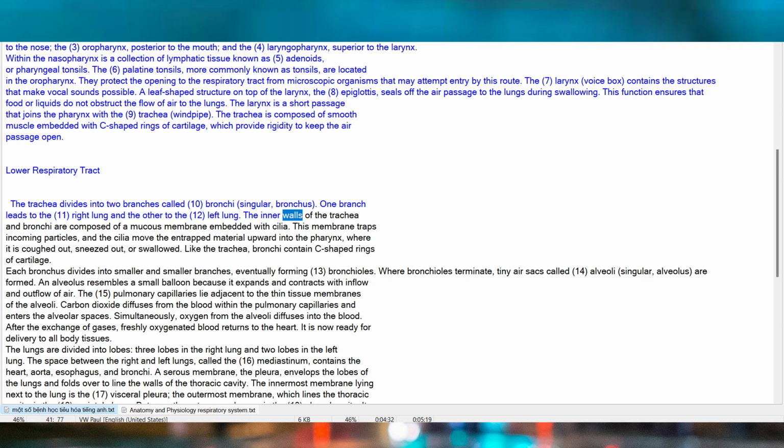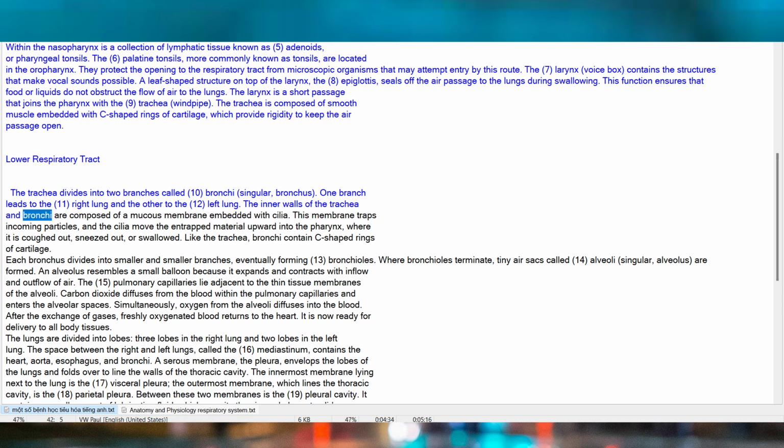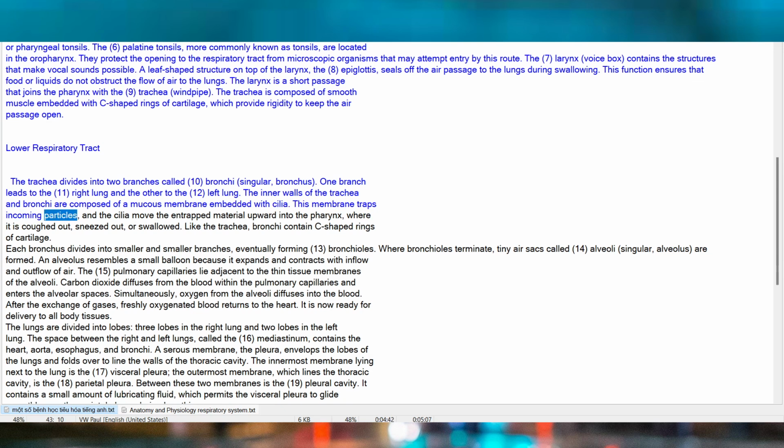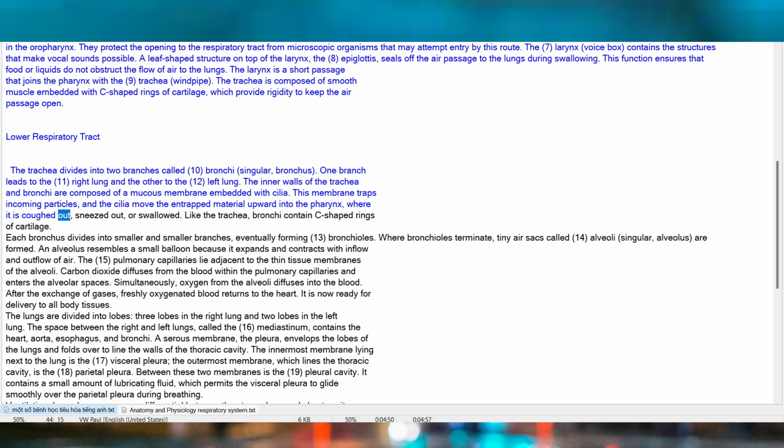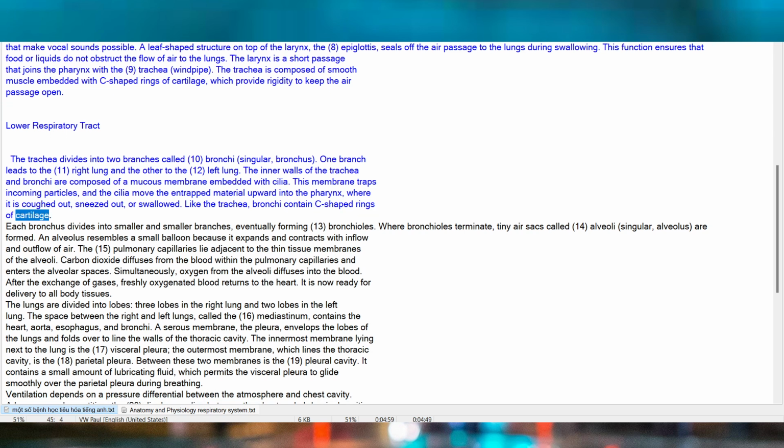The inner walls of the trachea and bronchi are composed of a mucous membrane embedded with cilia. This membrane traps incoming particles, and the cilia move the entrapped material upward into the pharynx, where it is coughed out, sneezed out, or swallowed. Like the trachea, bronchi contain C-shaped rings of cartilage.